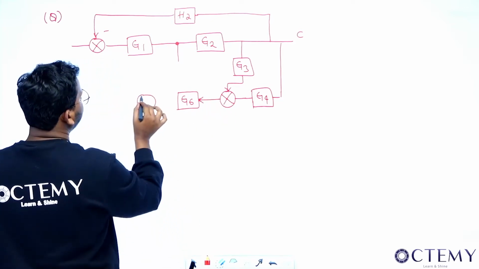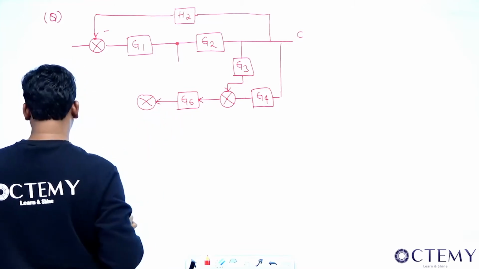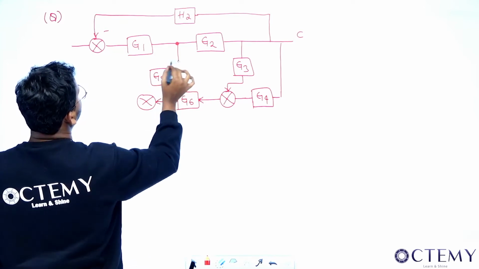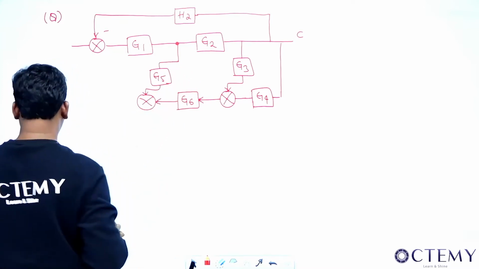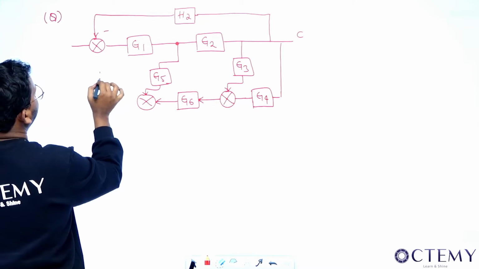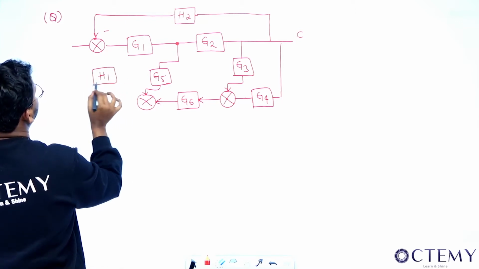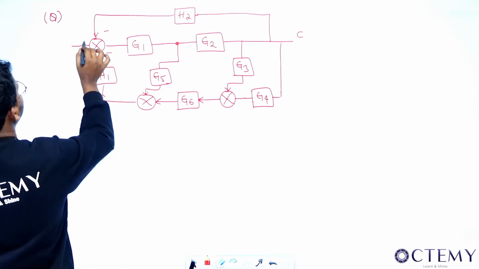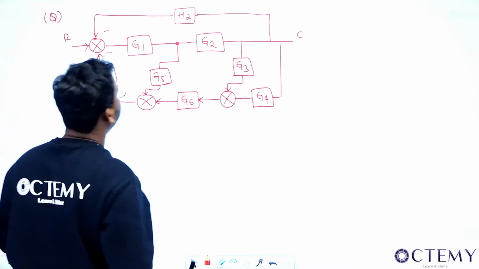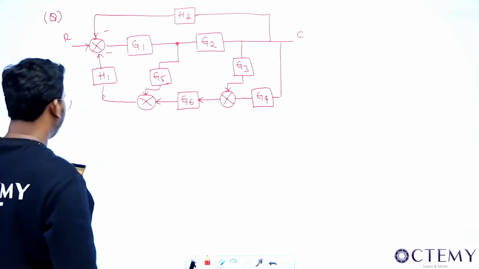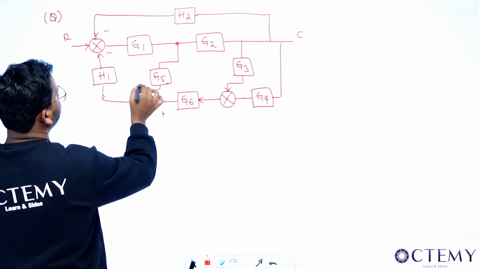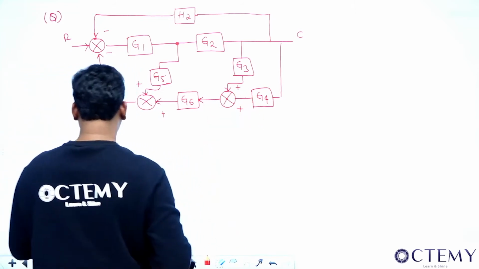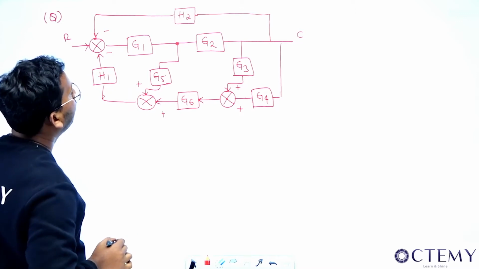Now the output of G6 is summed with G5 here. So this is going here and this is going in here, sir. Then you have H1 here, and this H1 is the output of the summer and the input of this particular summer. So this is minus, this is basically your R, that is basically your C, right? So this is the question, sir. This is summing plus, this is summing plus, this is summing plus, this is summing plus. That's it, sir, right? Now this is the question.